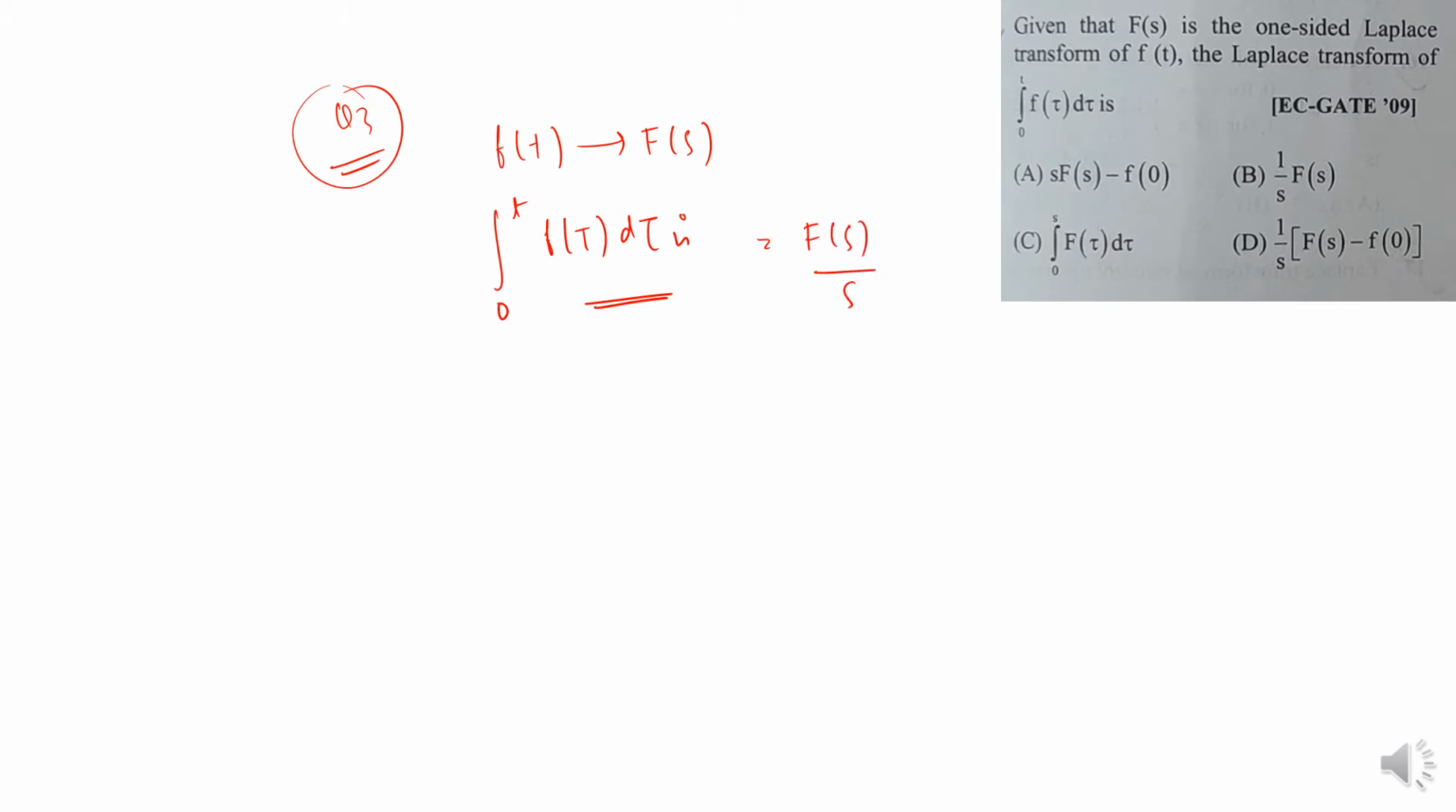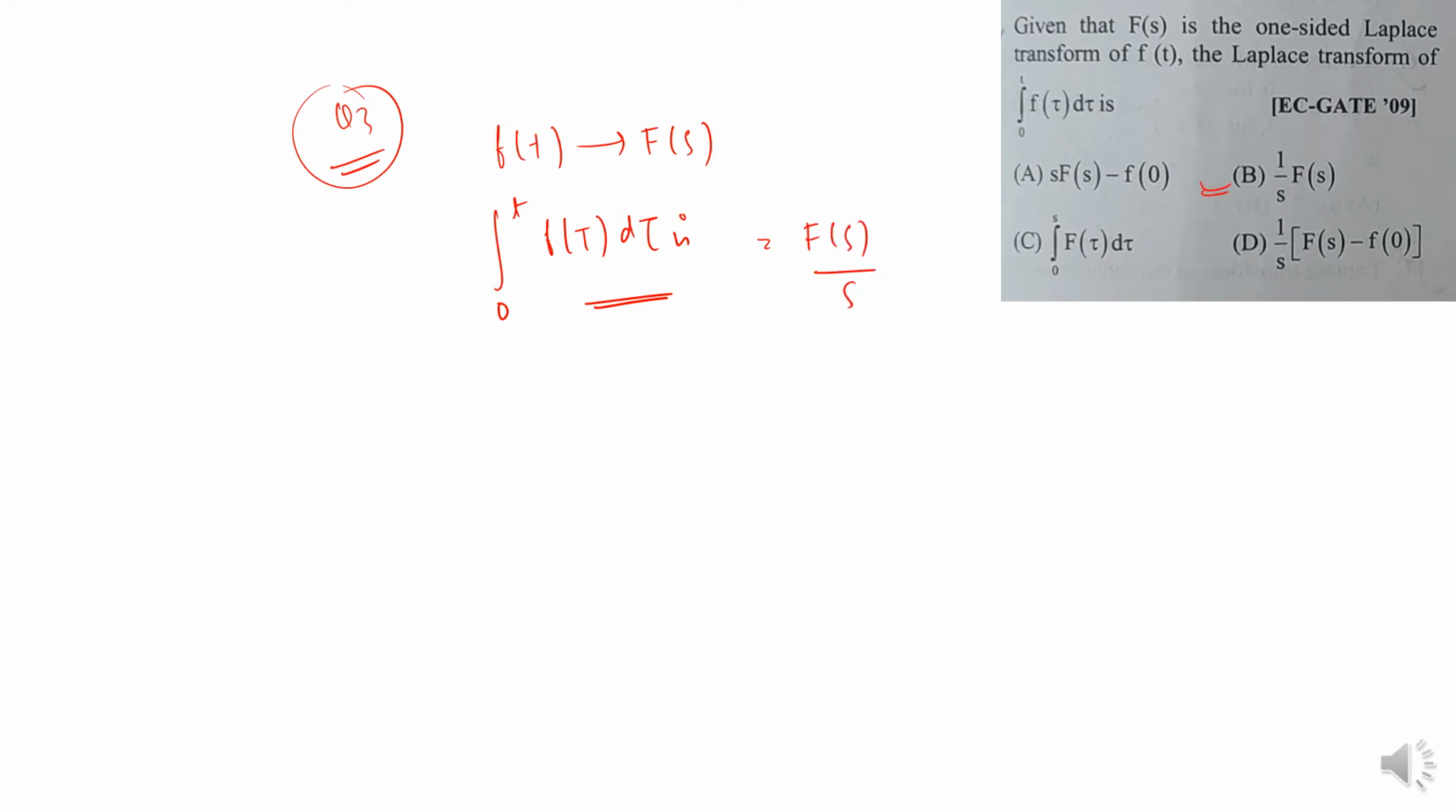Now question number 3. A question similar to this has been asked many times in the GATE exam. It is nothing but a property of the Laplace transform. Given that F of s is the one-sided Laplace transform of f of t, what is the transform of the integral from 0 to t of f of tau d tau? We know for this the answer is F of s by s, option B.